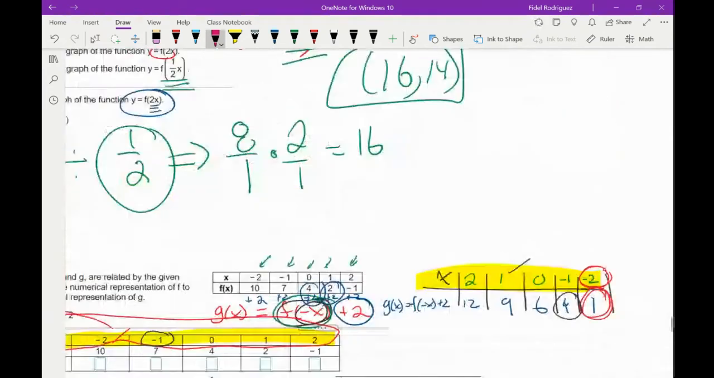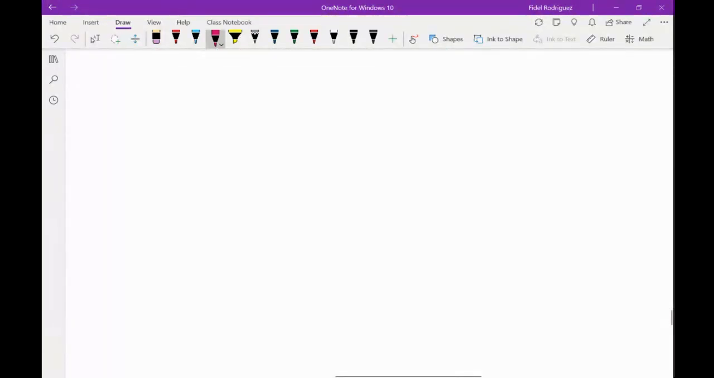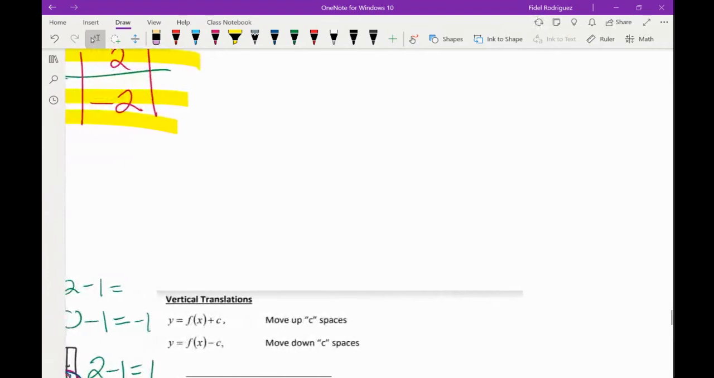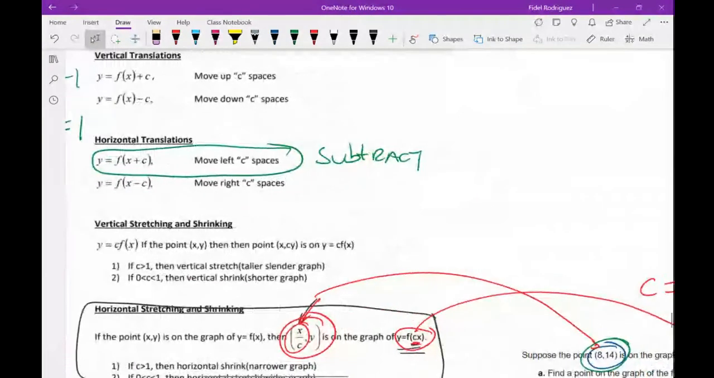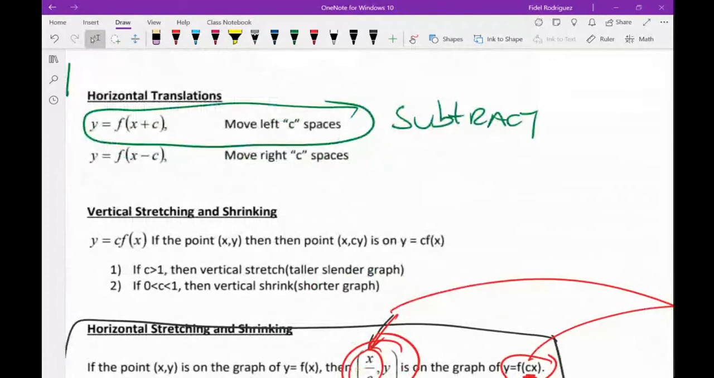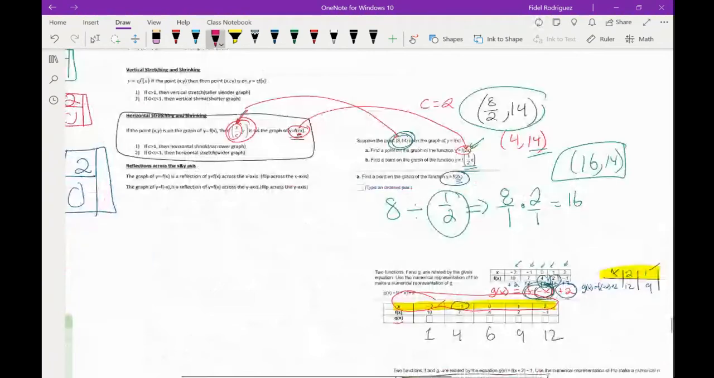What does plus 2 on the inside mean? Let me come back to my, here we go. Let me come back right here. Look what we said. Plus 2 means we're going to do what? Subtract 2. Okay. So let's do that.